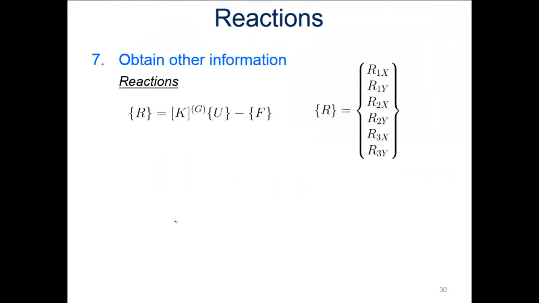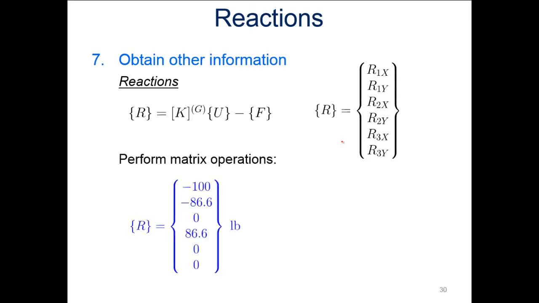All right, so now step 7 is we want to obtain some other information. We don't want to just have the displacements. We also want to find reaction forces, stresses. All right, so to get the reactions, as we looked at before in the direct formulation lecture or presentation, the reactions are equal to the global stiffness matrix times the displacements minus the forces. All right, and here's our reaction matrix. And we can perform those matrix operations and solve for the reaction forces.